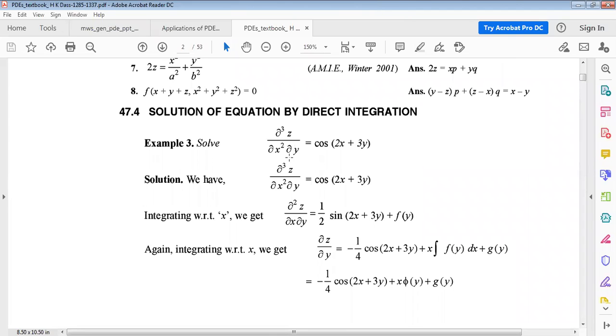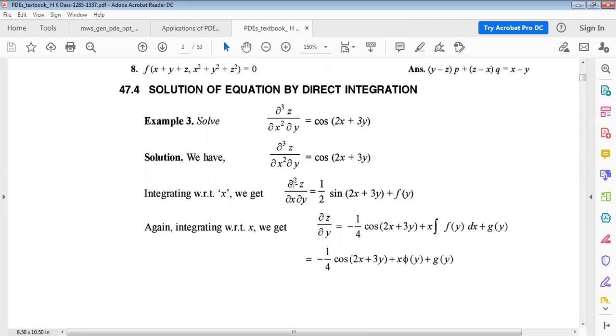Solved. This is del cube z. This is the third order. Remember it. What will be the order of this partial differential equation? Third order. Del cube z by del x square del y equals cos of twice x plus thrice y. This is the given partial differential equation.